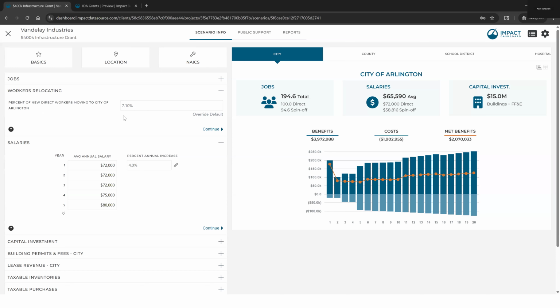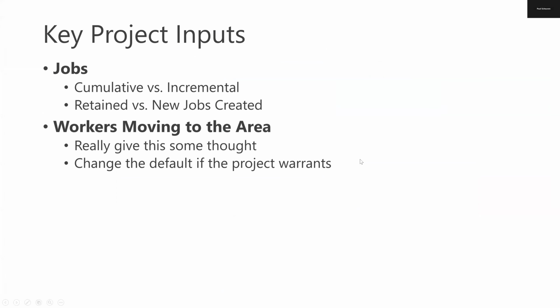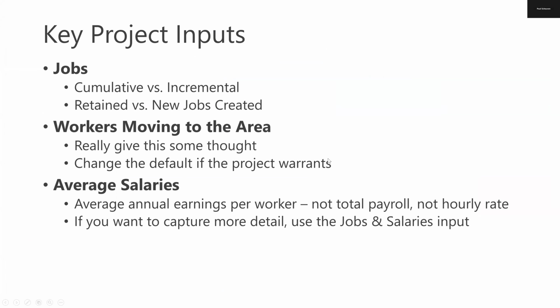The opposite end of that spectrum would be maybe you're in an area that's somewhat more remote or rural, and the project is a new hospital, and so you can expect we're going to need a bunch of doctors and skilled nurses. In those cases, maybe that's a high percentage of the specific jobs, and so you want to leave the ability to increase this percentage to say, hey, this is actually going to drive some people moving here just because of the types of positions that will be hired. So that's what I would say about that workers moving to the area input.